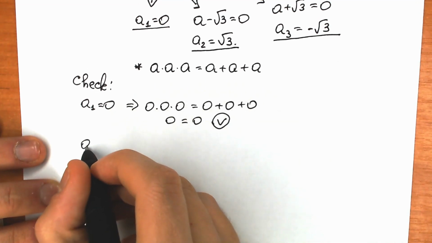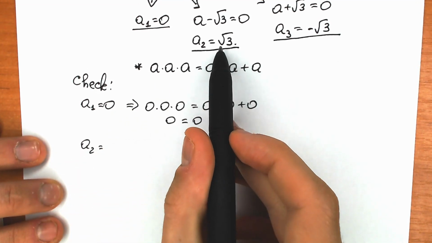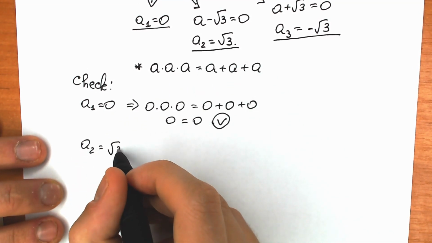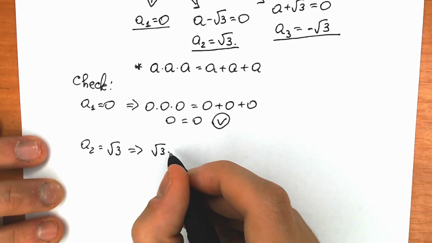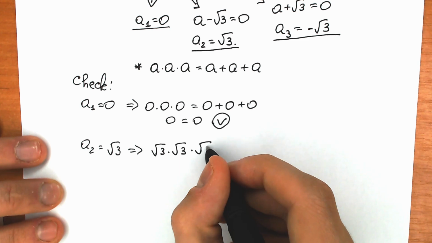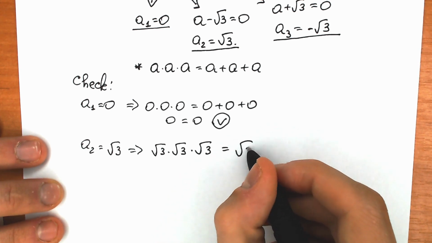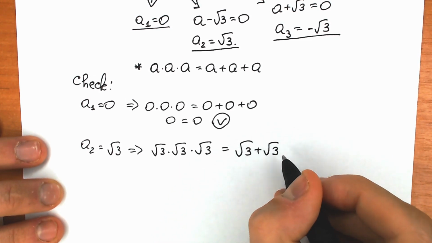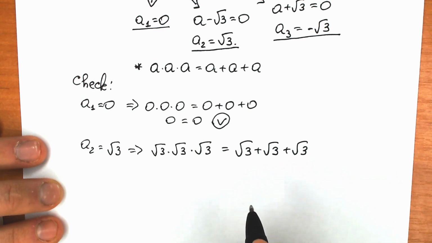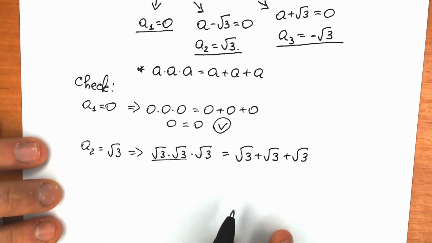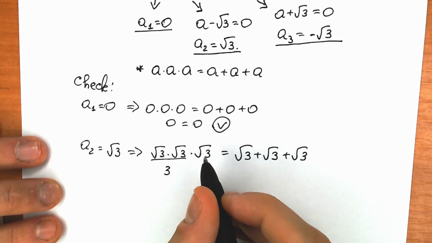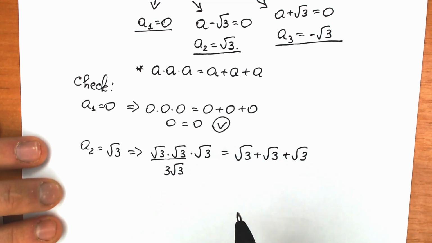We're going to check the next one. So we have a second is equal to square root of 3. Let's see what will happen. From here we have square root of 3 times square root of 3 times square root of 3 equal to square root of 3 plus square root of 3 plus square root of 3. Let's see what will happen. So first of all, this product, square root of 3 times square root of 3, is equal to 3, okay? And we still have the square root of 3 on the left side.